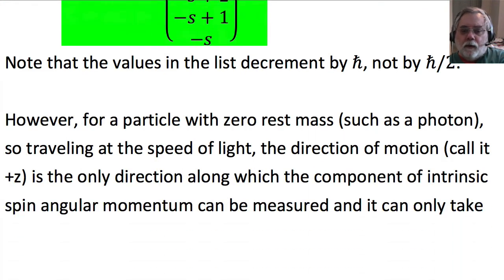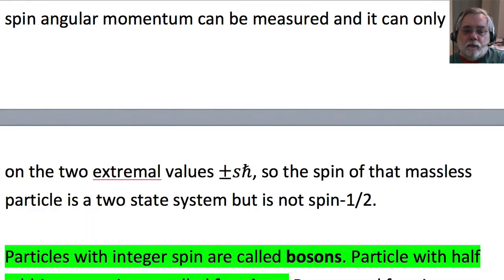However, for a particle with zero rest mass, such as a photon, so it's traveling at the speed of light, the direction of motion, call it plus z, is the only direction along which the component of intrinsic spin angular momentum can be measured, and it can only take on the two extremal values, plus or minus s h bar. So the spin of that massless particle is a two-state system, but it is not the spin 1/2 system.